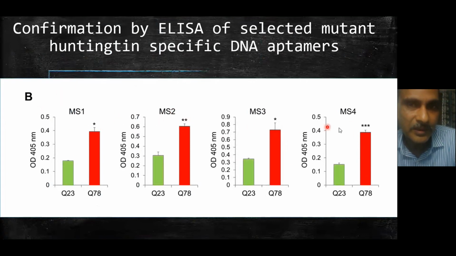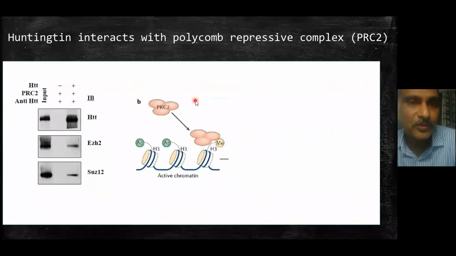So mutant specific aptamers. You can see this when we put plates with the different proteins and allow this to bind. You see that all of them show significantly higher binding to the mutant proteins. Okay, so we came up with 4 different aptamers which were mutant Huntington specific, and then we wanted to check their effect in different assays.